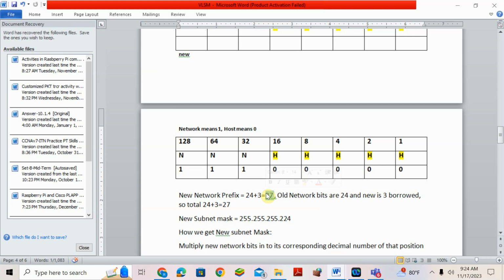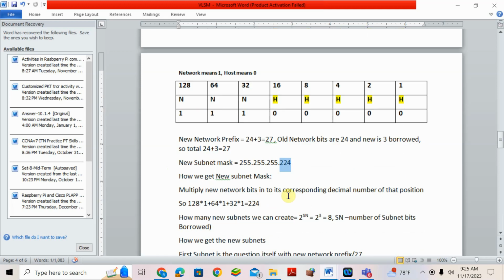What about the subnet mask? Earlier it was 255.255.255.0. Now what is the new subnet mask? 255.255.255.224. Because earlier, all the 8 bits were 0, that's why we put 0 here. Now we have 3 bits of 1 in the network and we got 224. How did we get 224? Multiply the new network bits by the corresponding decimal number of that position.